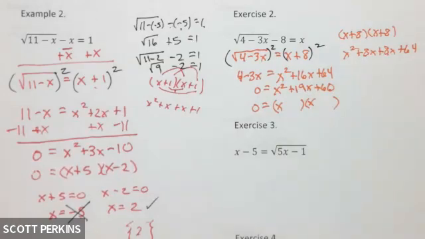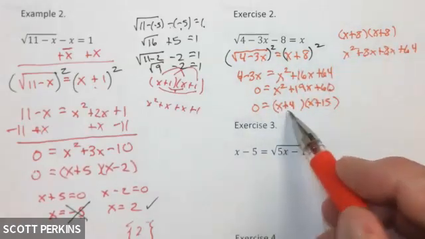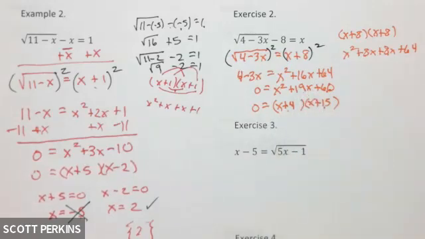Who wants to volunteer those for me? Sure, that sounds great. 4 and 15. 4 times 15 is 60. 4 plus 15 is 19. That's why we picked those factors instead of something like 20 times 3 or 10 times 6.